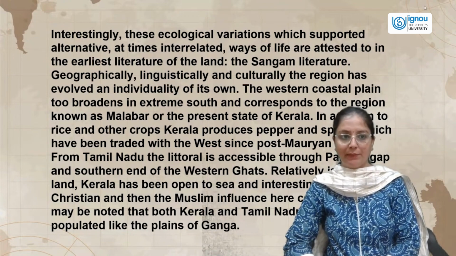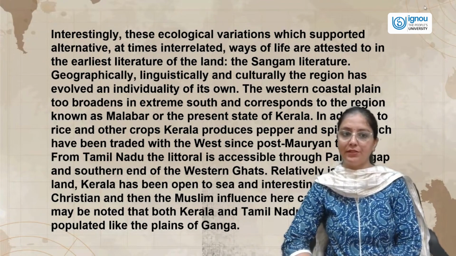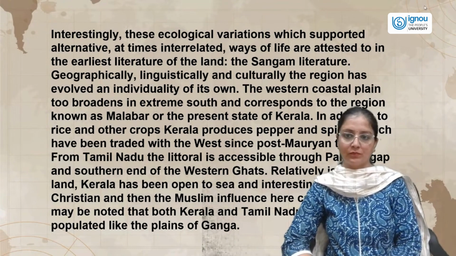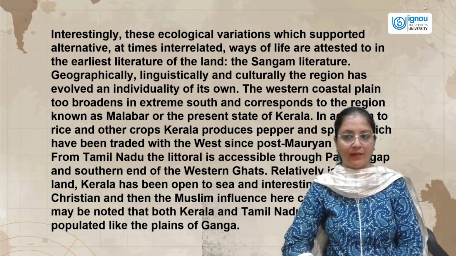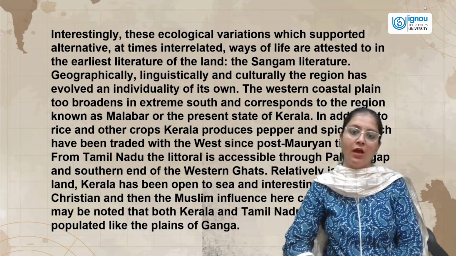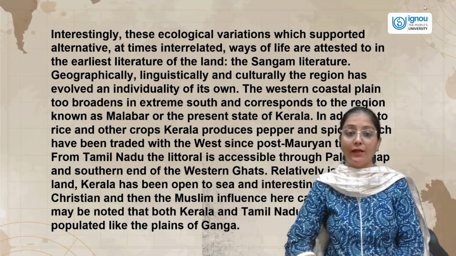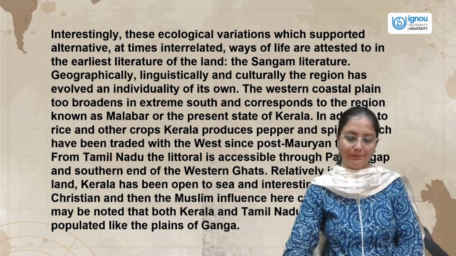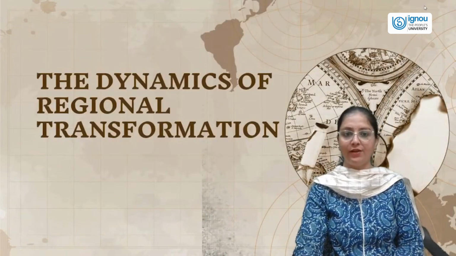The western coastal plain too broadens in the extreme south and corresponds to the region known as Malabar, or the present state of Kerala. In addition to rice and other crops, Kerala produces pepper and spices, which have been traded with the West since ancient times. From Tamil Nadu, the littoral is accessible through the Palghat Gap and the southern end of the Western Ghats. Next, we will study the dynamics of regional transformation.